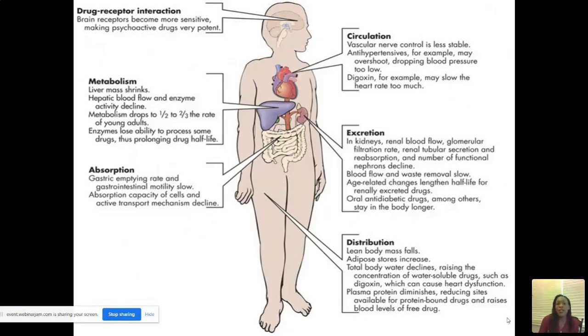Metabolism for a 65, 70, 80-something-year-old drops to half to 2/3. That's crazy. So you cannot give the same dose you give a 35-year-old to an 80-year-old. You just can't, because their liver doesn't function at the same rate that it used to when they were in their 30s. So their enzymes lose the ability to process, metabolize and break down drugs. So what happens? The drug stays in their system. The half-life of the drug prolongs. Okay? So that drug stays in their system longer. They're going to get toxic. Especially if you're giving the dose that you would give a younger person, and let's say that drug is every 4 hours, and then you give it again every 4 hours, the half-life has lengthened for that person. They're going to get toxic. Okay, so the liver is important.